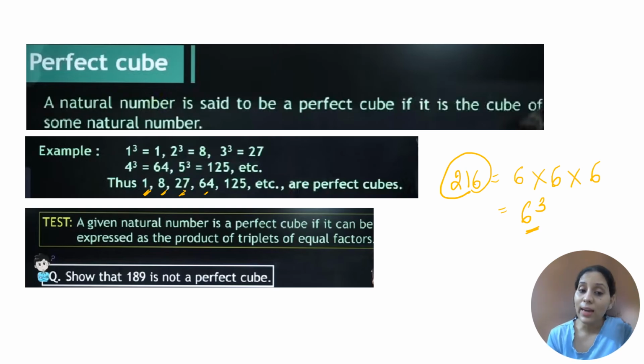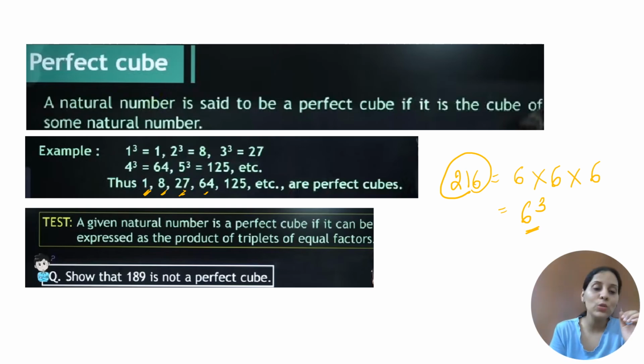Now, a given natural number is a perfect cube if it can be expressed as a product of triplets. In square roots, we were always making pairs. If a number can be expressed as pairs of equal factors, then it's a perfect square. Similarly, in cubes, it should be expressed as equal factors in groups of three. Three numbers make one group.